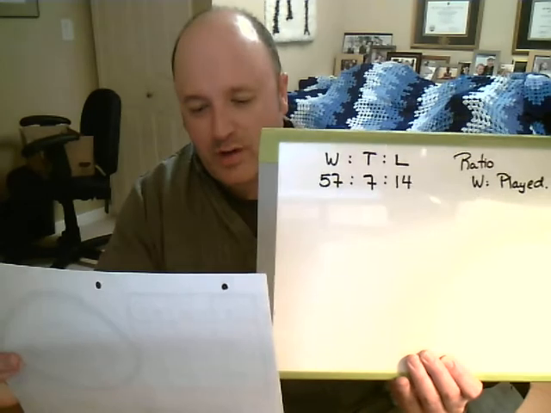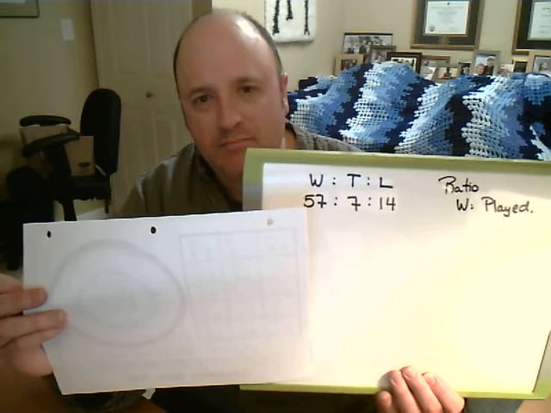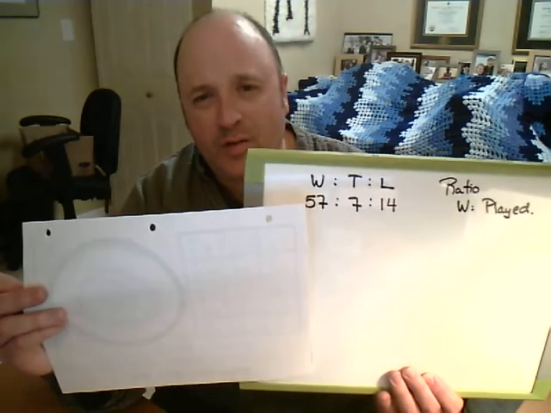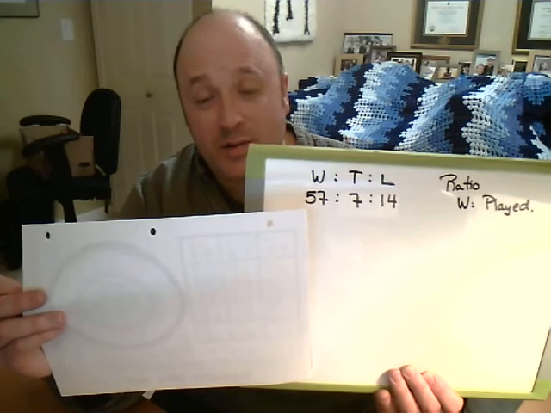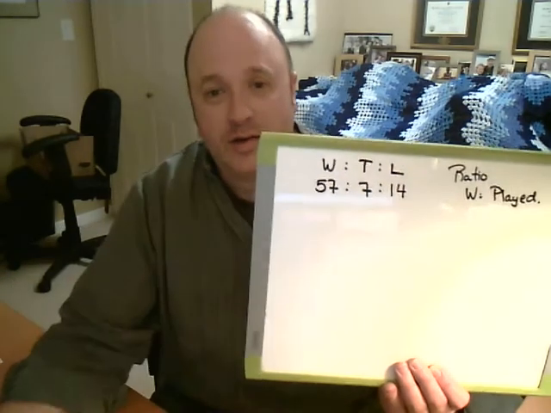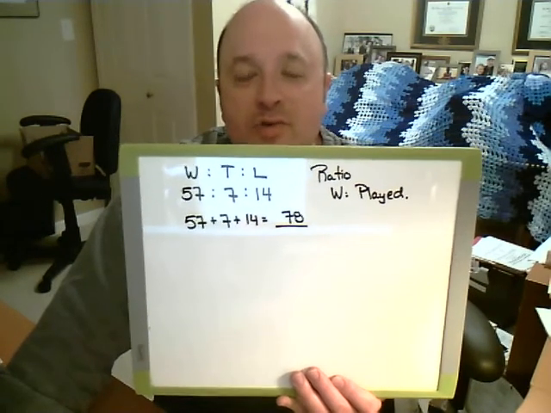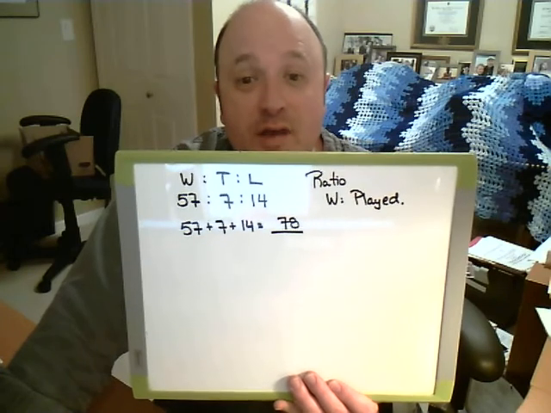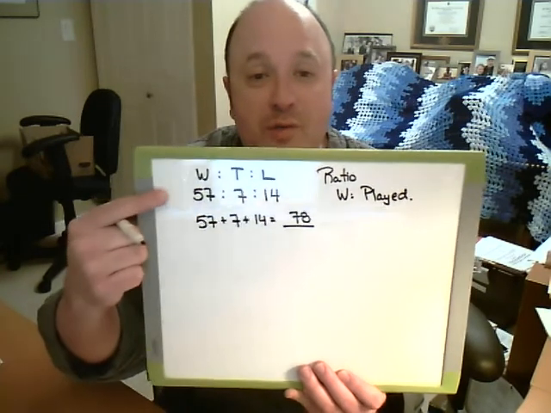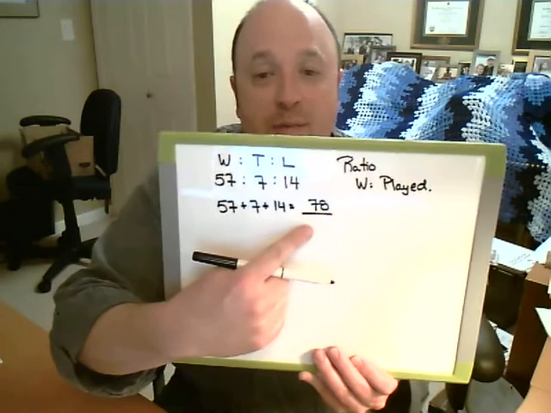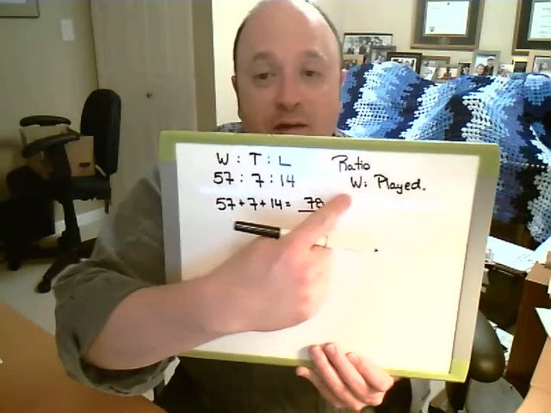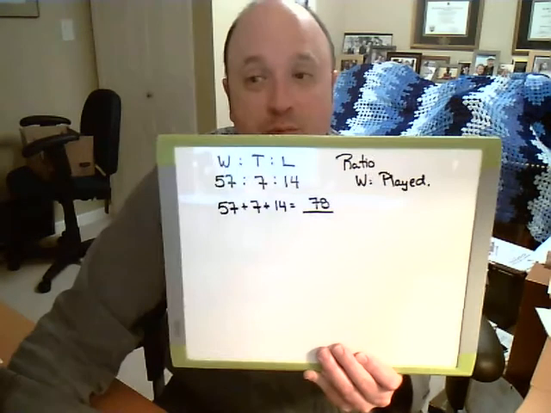And they want you to find the ratio of games won, so W, to games played. Well, how am I going to figure out how many games they played? Maybe if I add up all the wins, losses, and ties, that should equal the number of games played. Yeah, why don't we do that? Okay, let's do that. Alright, so they played 57 games with 7 ties and 14 losses. If you add all that up, that gets you 78. So now we know how many wins they had, and we also know how many games they played. So we can fill in our little ratio over here. Let's see what we get.